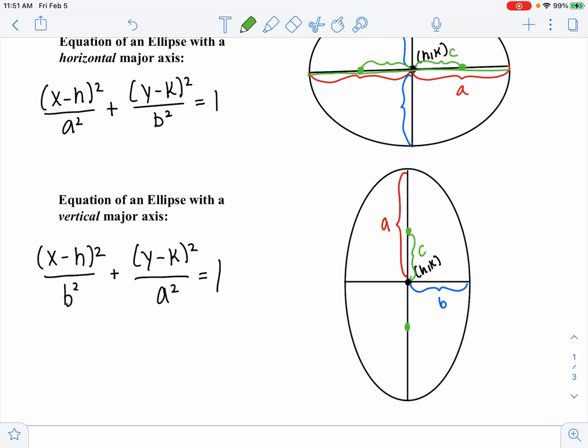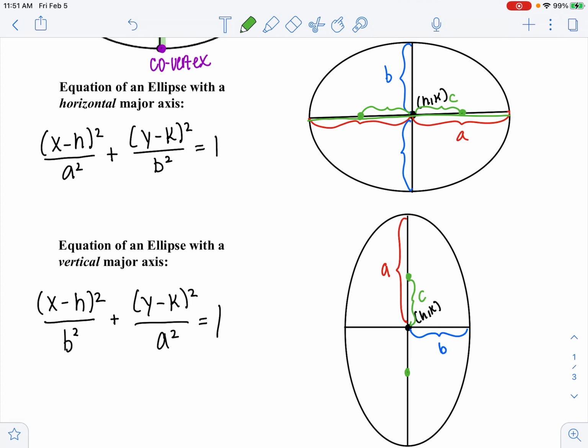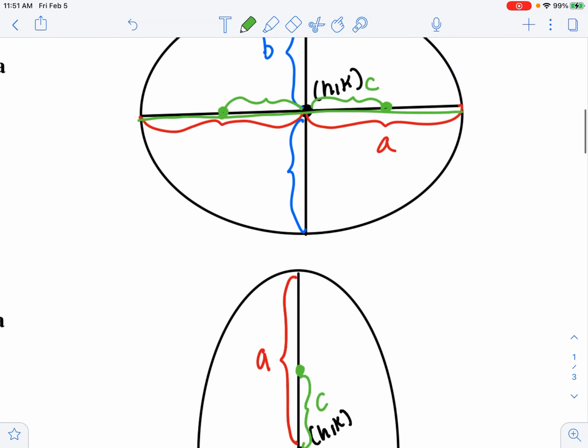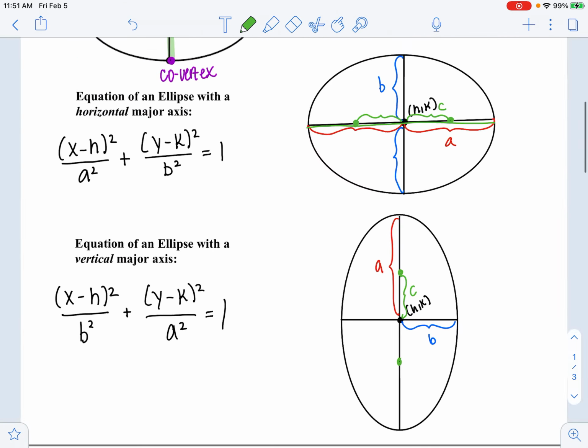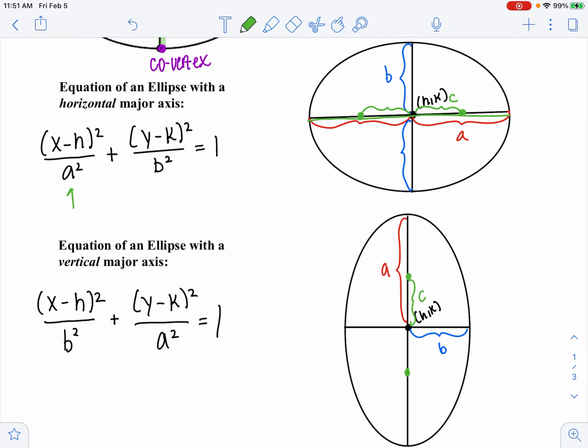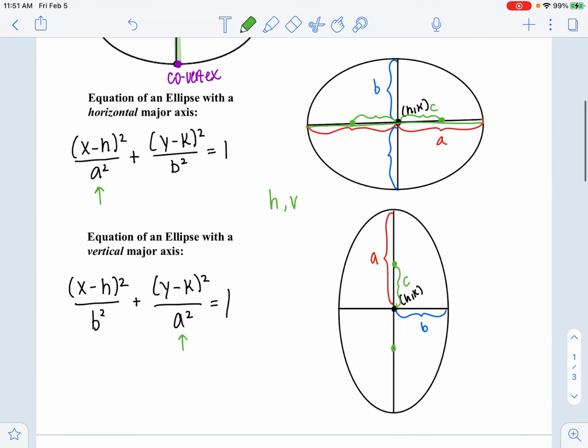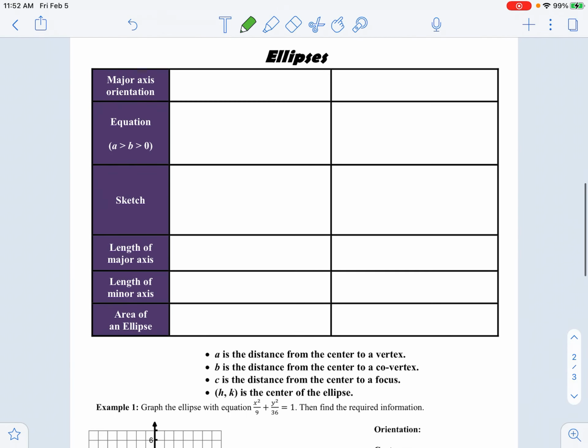Okay, now let's notice the difference. How are we going to be able to tell the difference between the equations if it's just going to end up being numbers in there? If you look, A is the bigger number always. If you look right here, A is the longer number. So A is always bigger. So if this number is bigger, then it's horizontal. If this number is bigger, then it's vertical. I remember it as H comma V, horizontal, vertical. So if this one's bigger, horizontal. If this one's bigger, vertical.